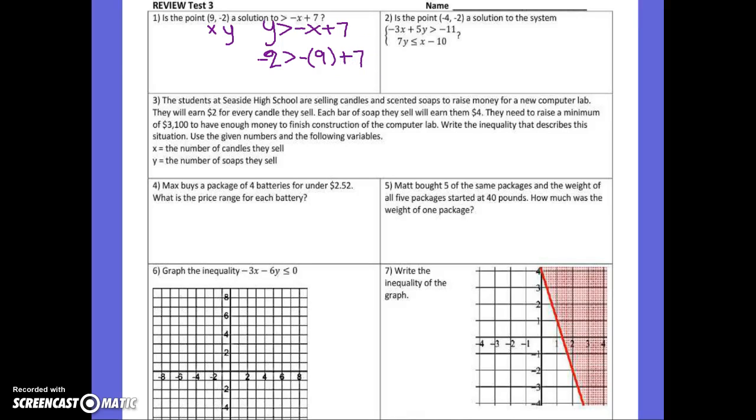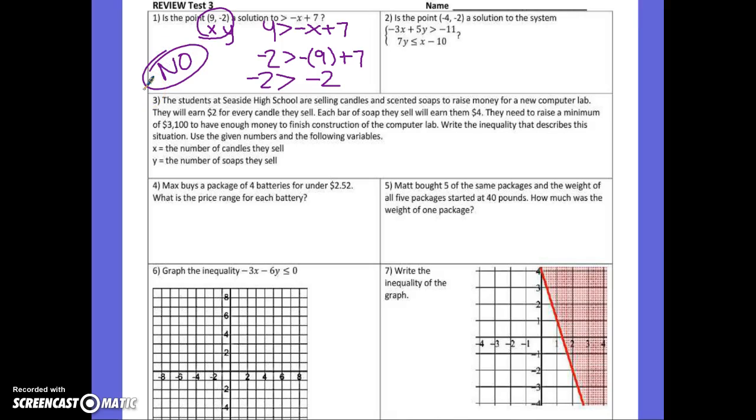Let's see, -9 plus 7 would give us -2. And over here we have -2. Is -2 greater than -2? There was not an equal sign. There's no equal line. So in this case, is the point (9, -2) a solution? The answer is no, it is not.